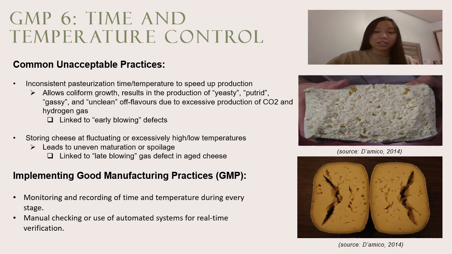Another key step is the use of automated systems or manual checks for real time verification. These systems help ensure that temperatures and times are kept within the correct ranges and can alert us to any potential issues before they become major problems. By following these practices, we can ensure the safety, consistency, and quality of cheddar cheese production. Time and temperature may seem simple, but they are absolutely vital in producing a safe and high quality product.